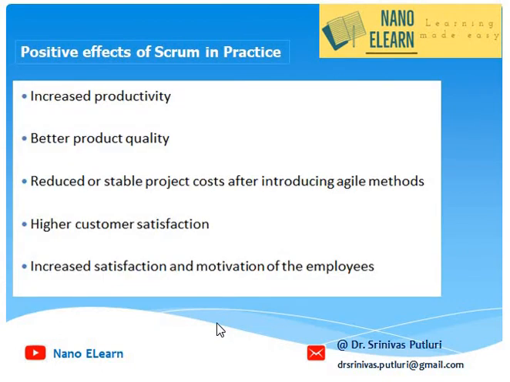The last topic is positive effects of Scrum in practice. So, what are the positive effects of using Scrum in real-time projects? Increased productivity because we are working in small iterations known as sprints. The productivity would be much better and we can see a fully functional software at the end of the iteration. And better product quality, for the same reason, since we are not considering the whole project at once but only the committed user stories, the product quality would be much better.